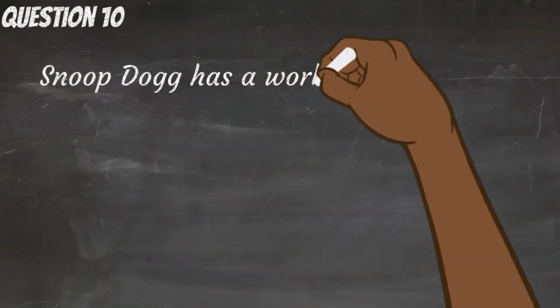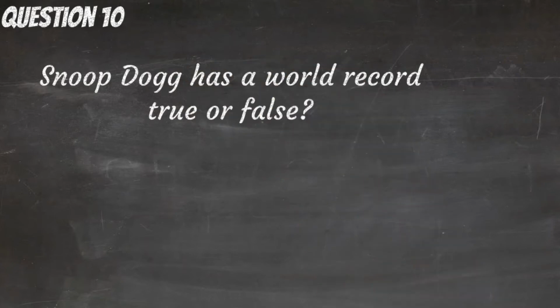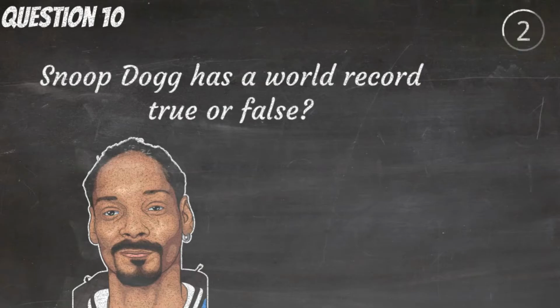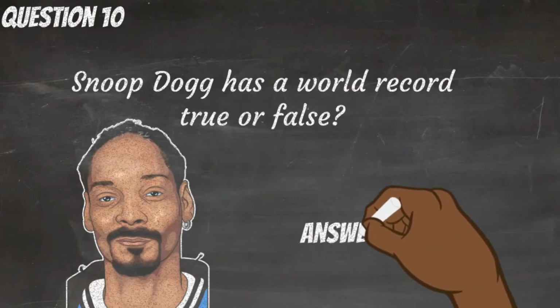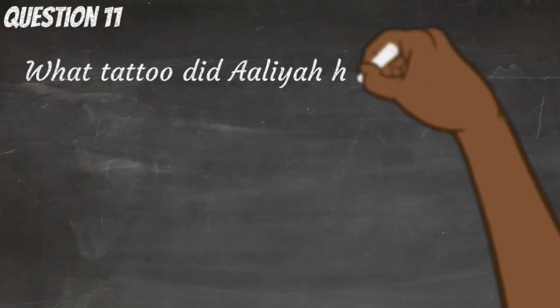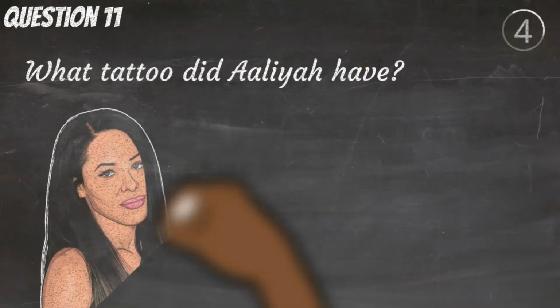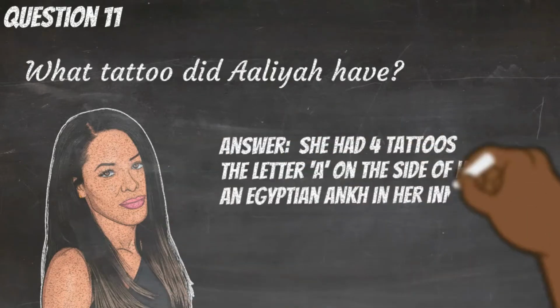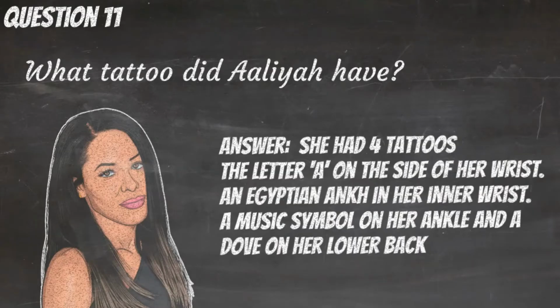Question 10. Snoop Dogg has a world record. True or false? True. Question 11. What tattoo did Aaliyah have? She has 4 tattoos. The letter A on the side of her wrist, an Egyptian ankh in her inner wrist, a music symbol on her ankle, and a dove on her lower back.